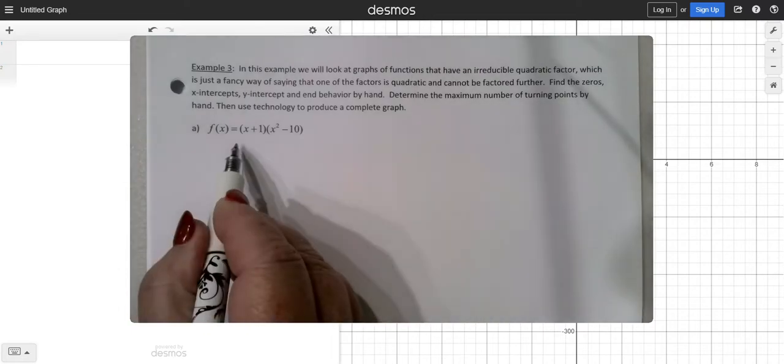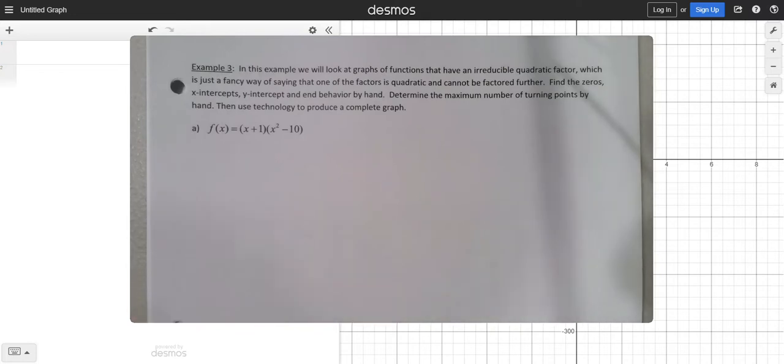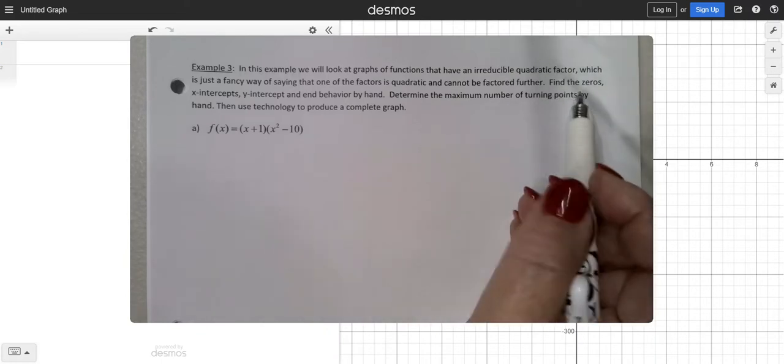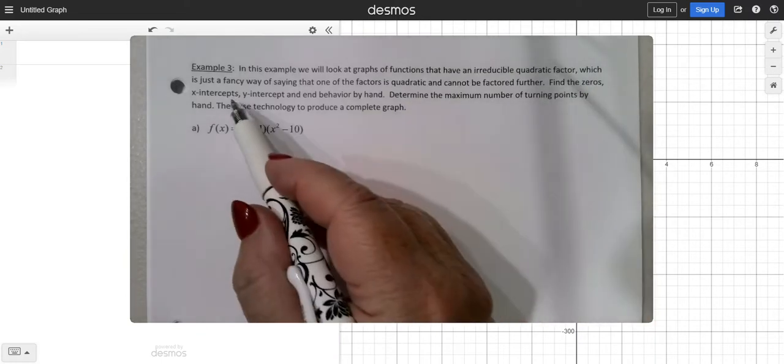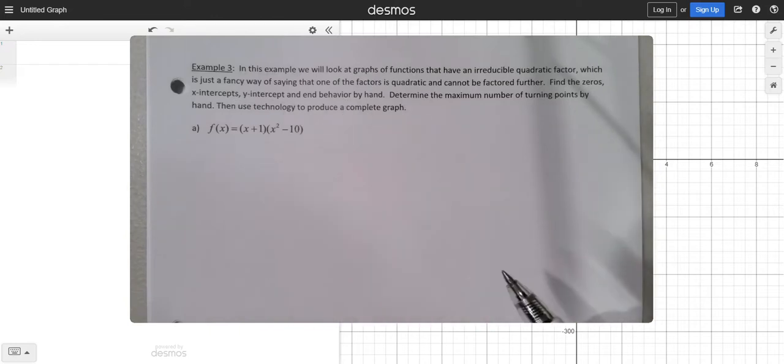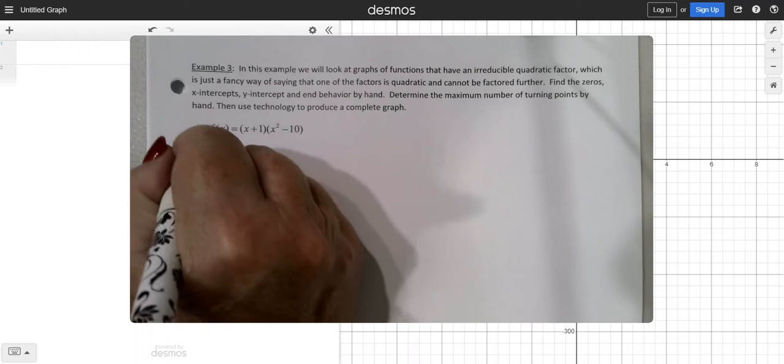So when we look at our first example here, our function is in factored form, x plus 1 times x squared minus 10. We'll find everything we can do by hand: zeros, x and y intercepts, and end behavior, as well as the maximum number of turning points. And then we'll go ahead and use technology to get a complete graph. So as I look at this, first of all, my zeros.